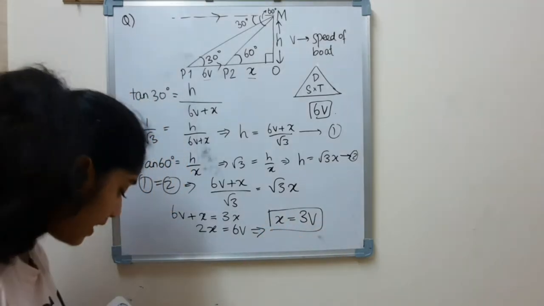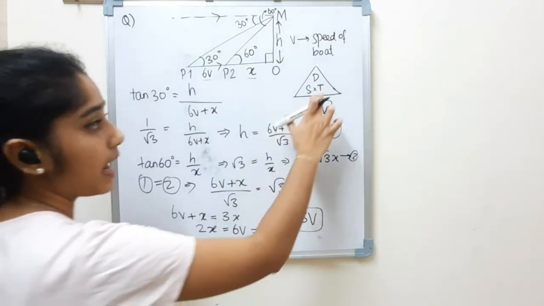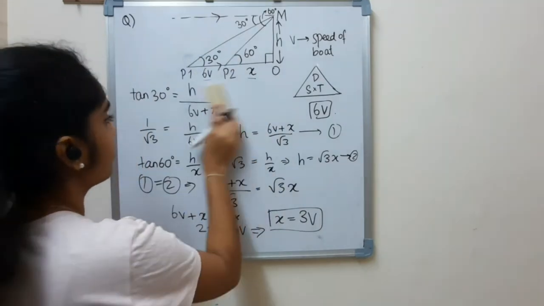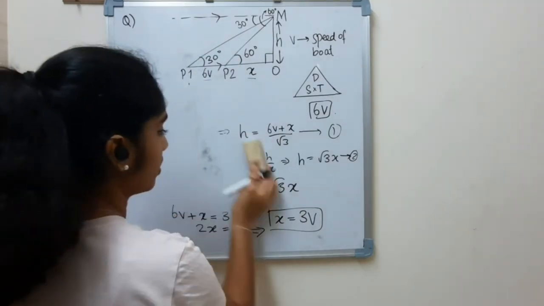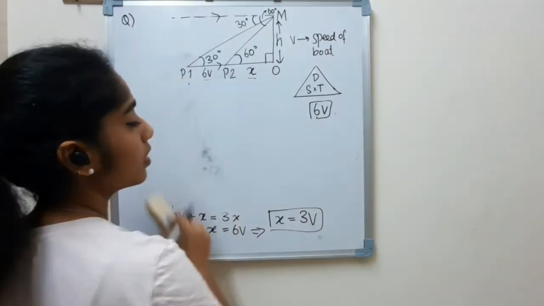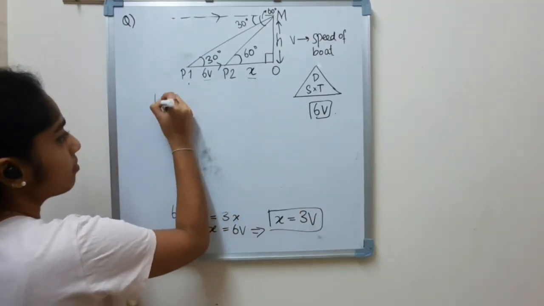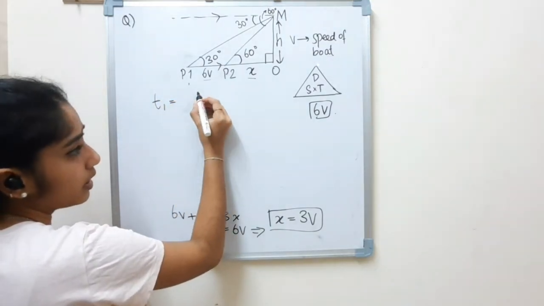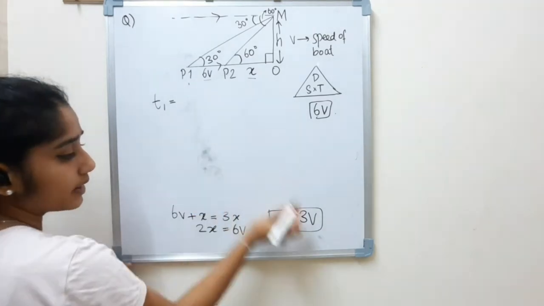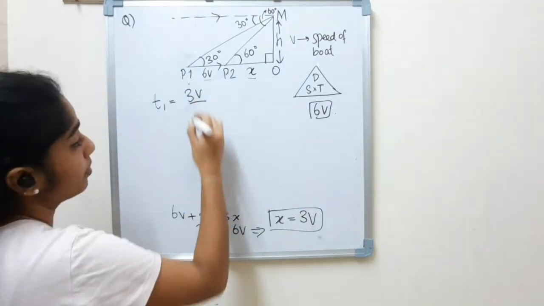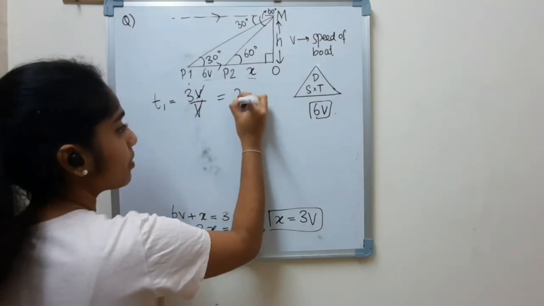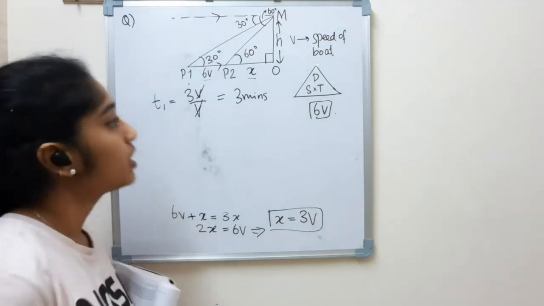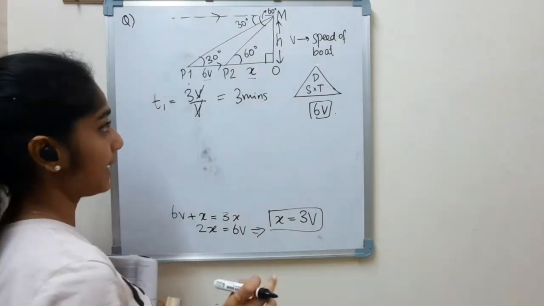We need to find the time in this case, but we know that time is distance by speed, right? So let's take it as t1. Distance is 3v and the speed is uniform, so it will be v. So we have 3 minutes. But this is not your answer. This is the time taken by the boat to travel from P2 to O, right?